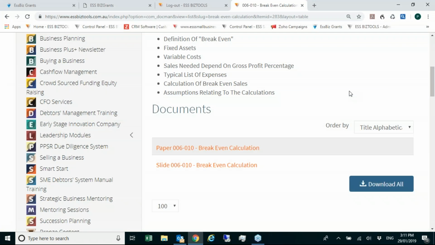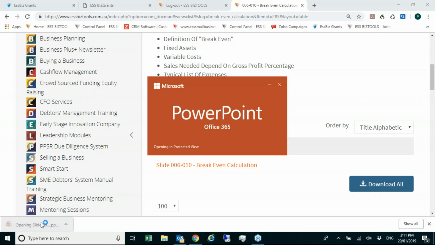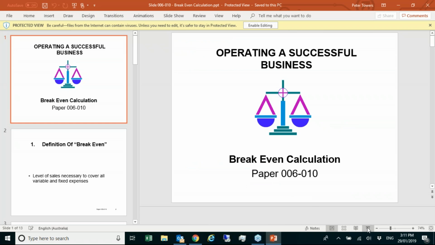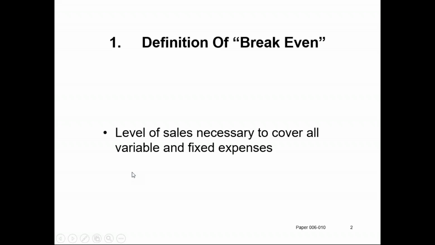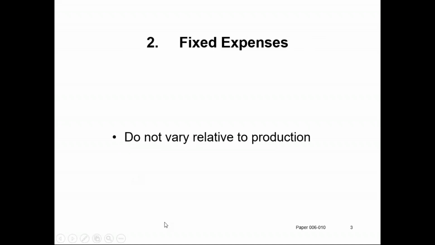There are 570 odd papers in the system, and for every paper there's also a set of PowerPoint slides. So we just bring up the PowerPoint slides now. The PowerPoint slides were developed for webinars and seminars, but some firms use them for staff training, and also for younger accountants getting used to talking to clients. They might use it as a bit of guidance in an interview.